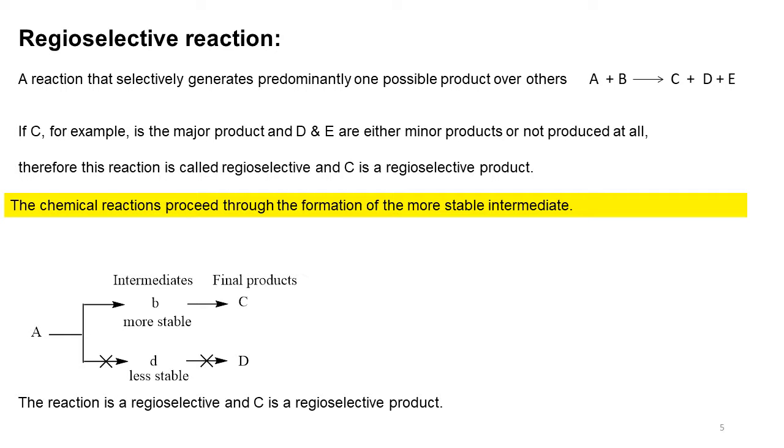Before we start talking about radical chemical reactions, we need to know first what's meant by regioselective reaction, which is a reaction that generates predominantly one possible product over others. Also, we need to know that any chemical reaction proceeds through the formation of the most stable intermediate. For example, here, if the reaction goes through the most stable intermediate B, the product C will be formed. But D is less stable than B, so D will not be formed. And this is a regioselective reaction, and the product is a regioselective product.